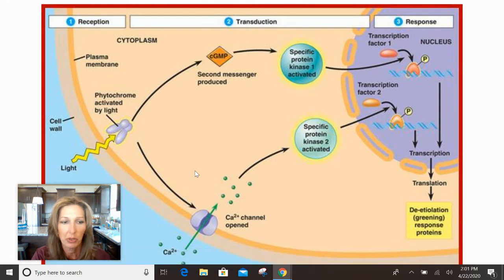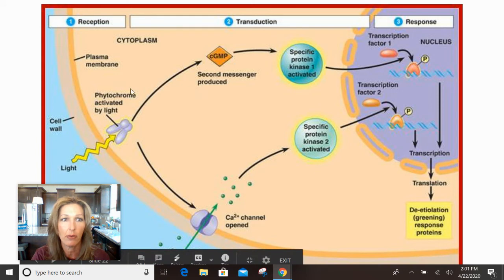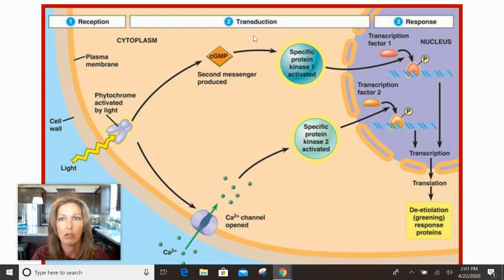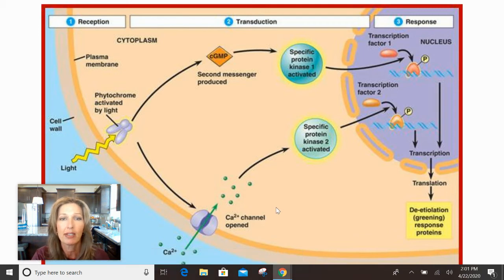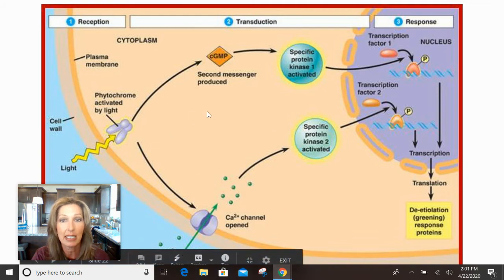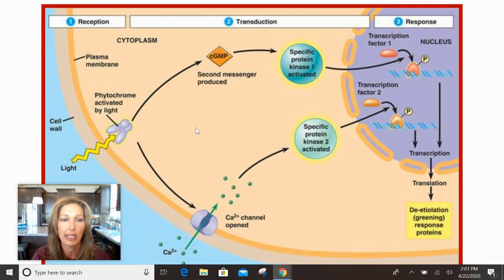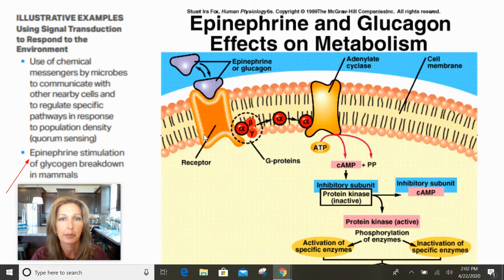Now, again, College Board does not expect you to memorize any specific reception, any specific transduction, any specific response. What you do need to know is that signal transduction pathways always include reception, transduction, response. If they're giving you anything, they're going to explain it to you. Read the background information they give you, because it's going to give you the details that you need to be able to analyze and assess any changes that they then describe for you.